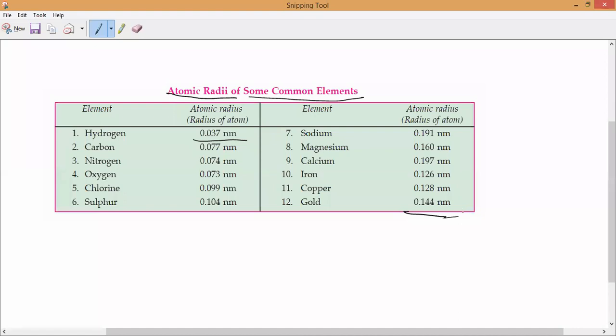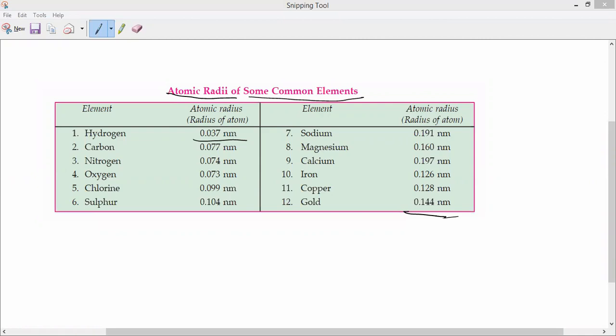Correct or not? From this we can say atoms are extremely small in size, and they are the building blocks of every matter. Understand? Now, is it possible to see atoms with the naked eye? Anybody? No, sir, not possible.